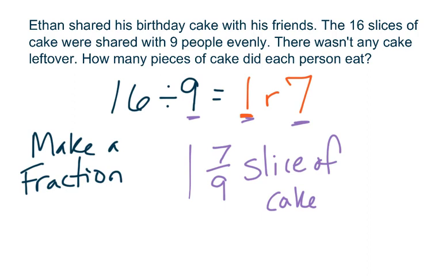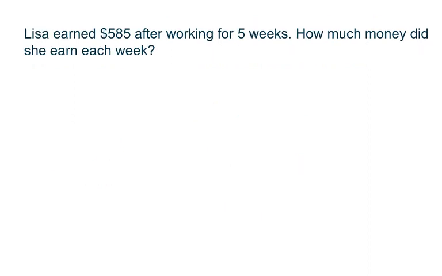All right, last question that we're going to go over tonight. Lisa earned $585 after working for 5 weeks. How much money did she earn each week? We're going to assume that she earns the same amount every single week. Go ahead and solve this problem. How much is she going to earn each week? When I solve this problem, I'm going to have 585 divided by 5.